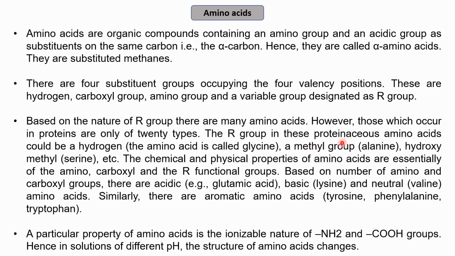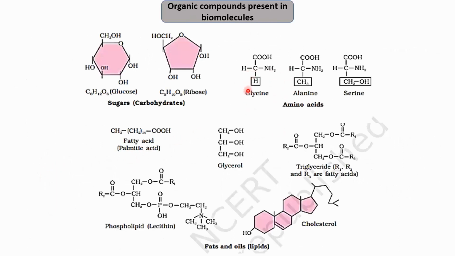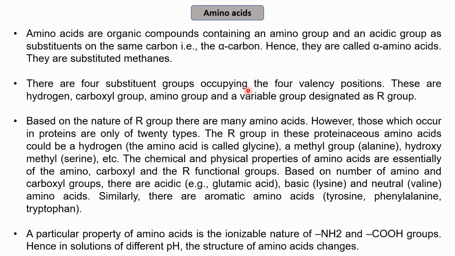The R group in these proteinaceous amino acids could be hydrogen, for example, in case of glycine. It is the simplest amino acid in which the R group is nothing but a simple hydrogen moiety. It may be substituted by a methyl group, for example, in case of alanine, or it may be substituted by a hydroxymethyl group, for example, in case of serine. The chemical and physical properties of the amino acids are essentially those of the amino group, carboxyl group, and the R functional group, which is attached to the alpha carbon atom.